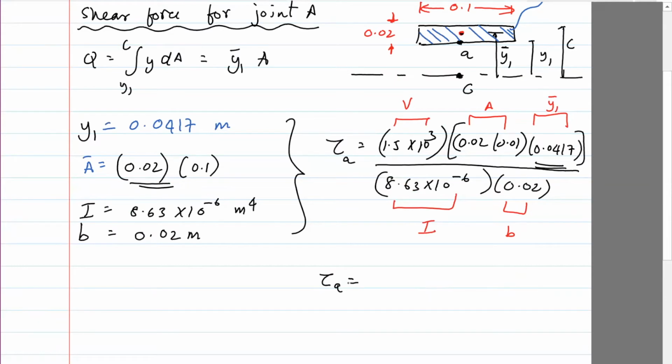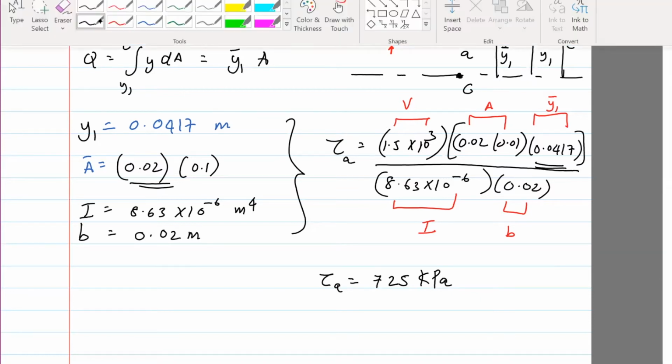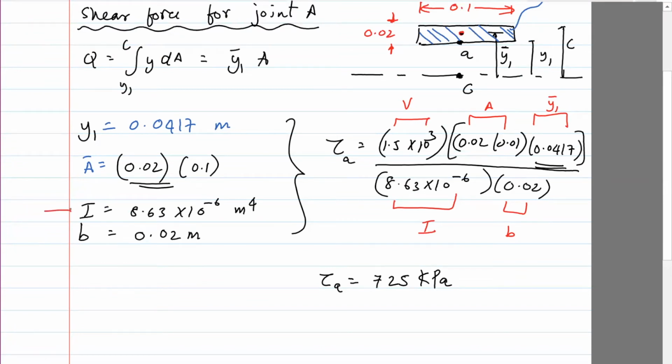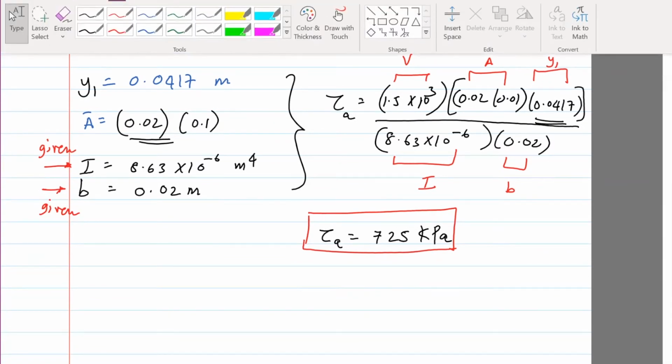Okay, so that comes out to be 7. I was given this, and this is also given. Okay, so we need to do the same thing for B.